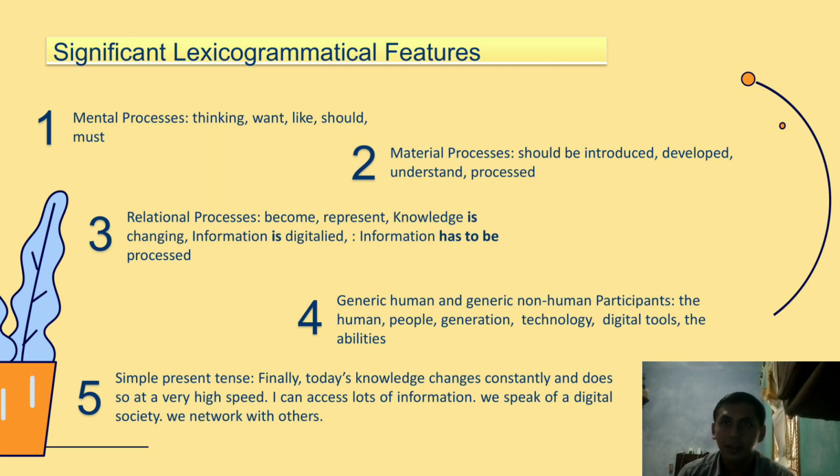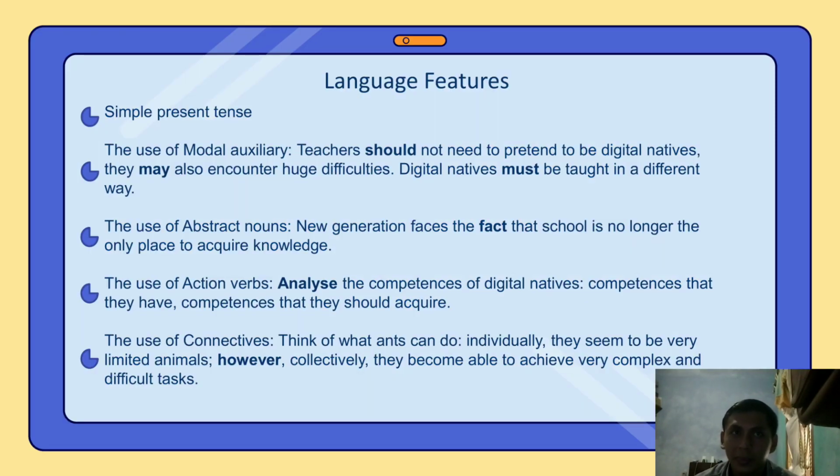The next is language features. In the text, they use simple present tense. And in the text, they use modal auxiliaries. Example: teachers should not need to pretend to be digital natives. They may also encounter huge difficulties. Digital natives must be taught in a different way.